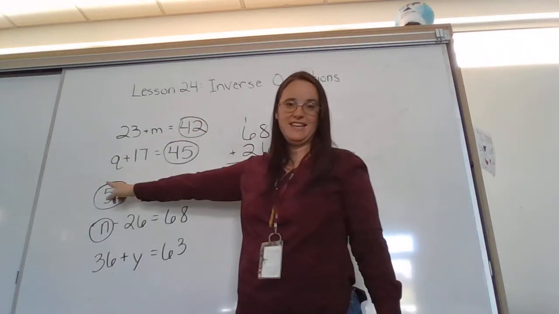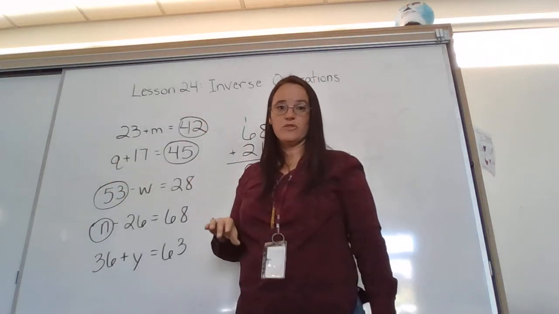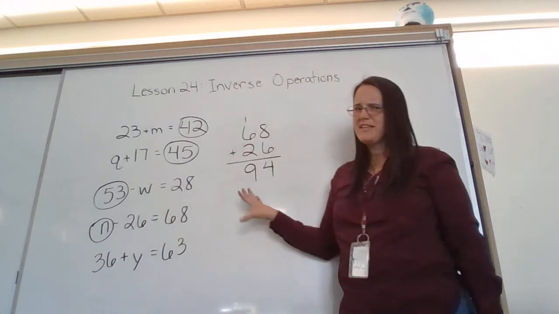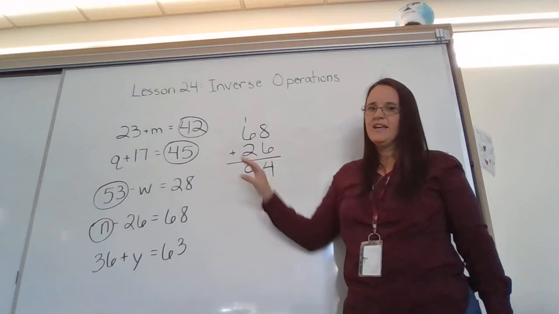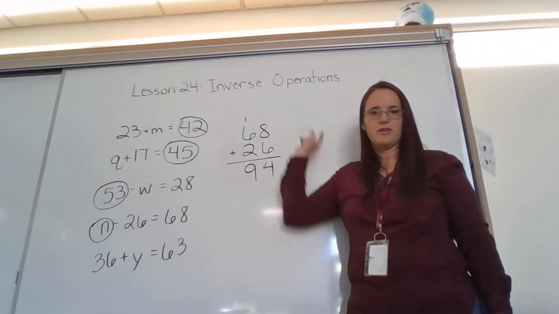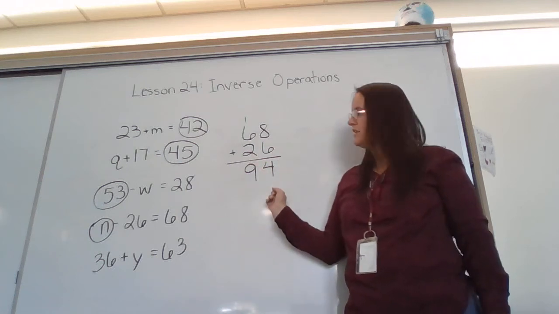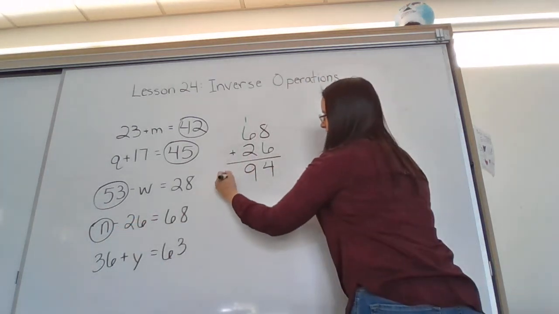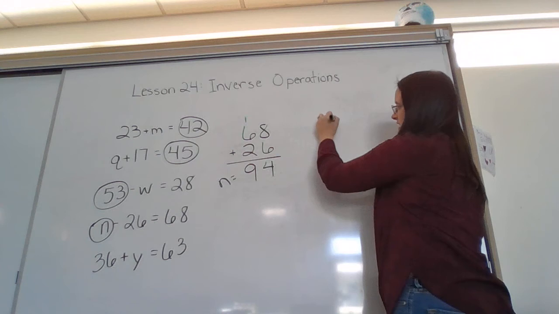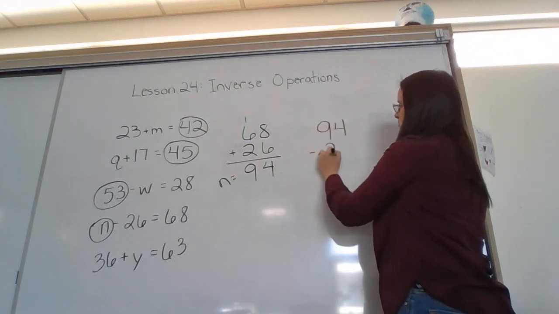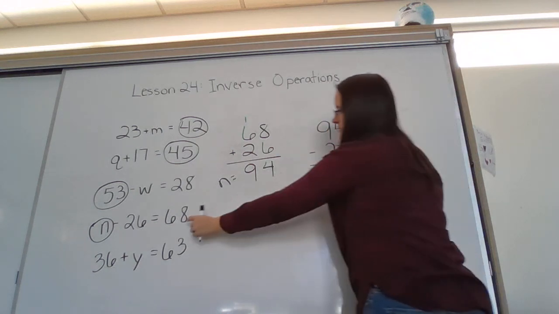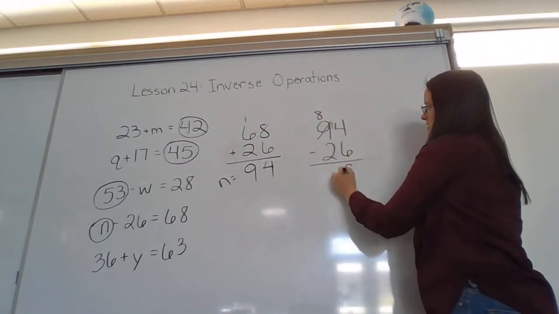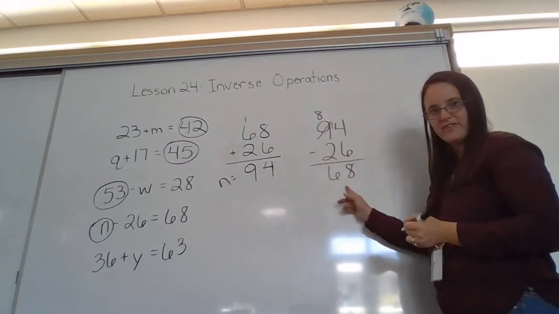Now, what I didn't say at the beginning of this lesson is we can always plug our answer back in and check it and make sure that we have the correct answer. This lesson doesn't tell us to do that, but that would be a really great idea. If you're not sure that you're setting up the correct equations, stick your answer back in. So in this case, N is 94, so we would do 94 minus 26 and see if we get 68. Regroup. Sure enough, that's correct.